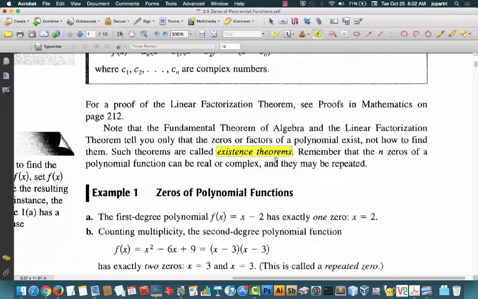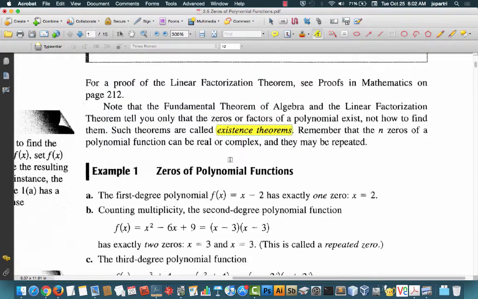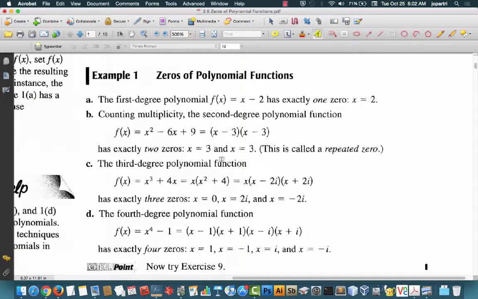Remember that the n zeros of a polynomial function can be real or complex, and may be repeated. Here are some examples. Let's say I have f of x equals x minus 2. This has exactly one zero at x equals 2, and x equals 2 is part of the complex number system. Multiplicity: let's say I have x squared minus 6x plus 9. That's factorable. I can break that apart into x minus 3 times x minus 3. So this function has exactly two zeros, both of which are 3, and that's called a repeated zero.